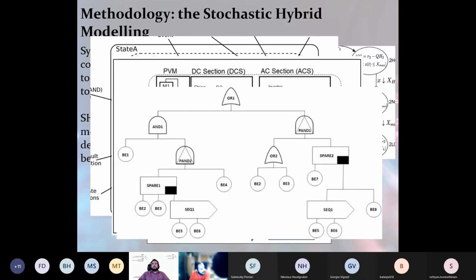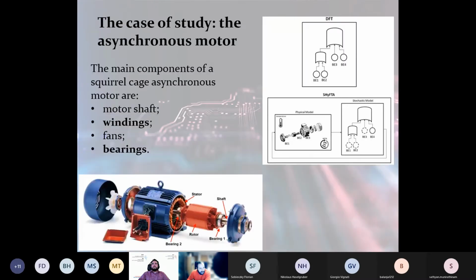So the first claim of this research that we have taken in our research group is to understand better the importance of having a more precise dynamic failure rate. And in this case, we decided to analyze the asynchronous motor, which is the main subject of this research paper.